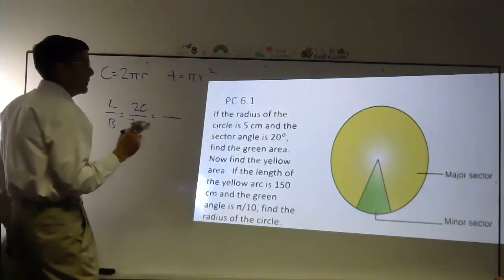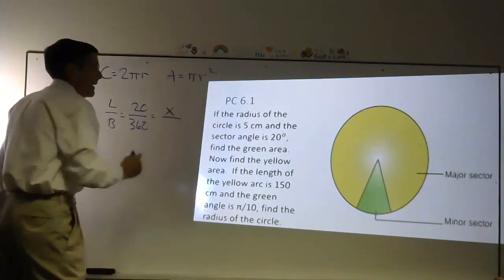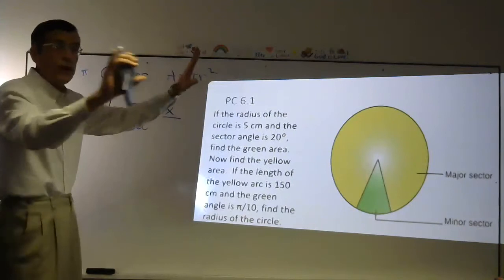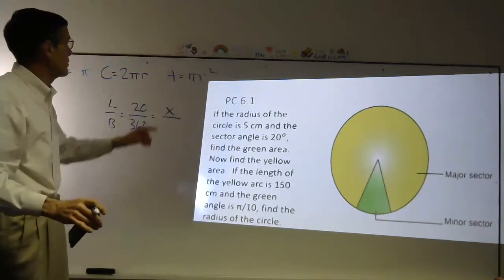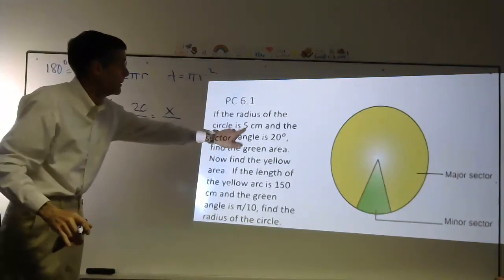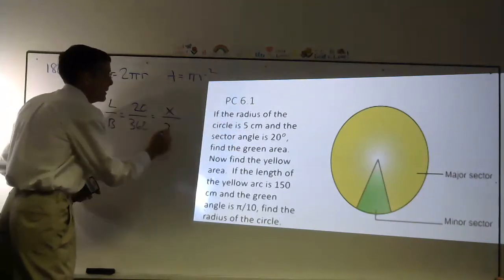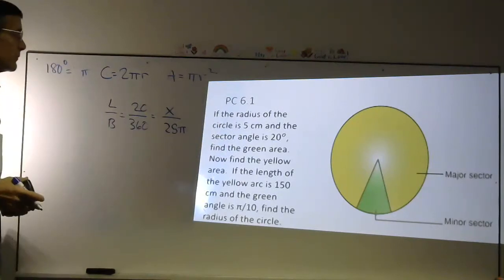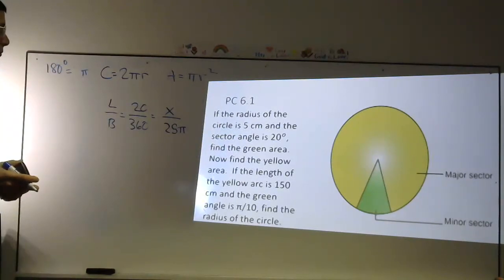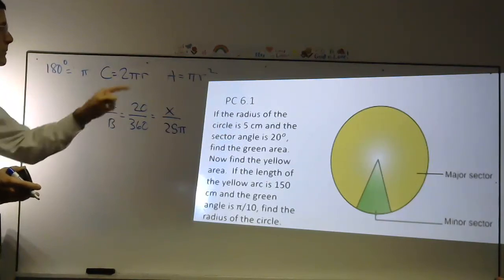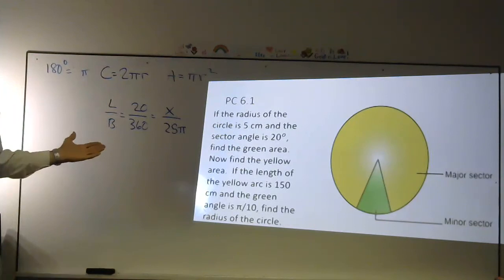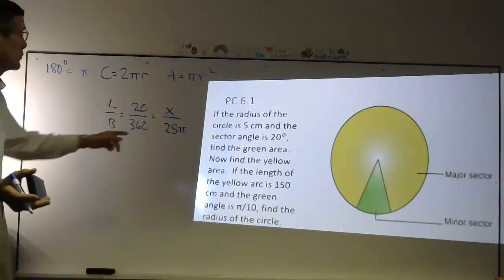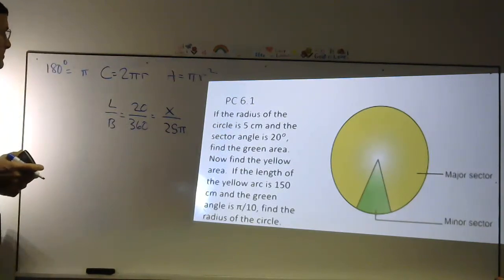Okay, I don't know what that is. That's x. How about the area of the whole thing? The area of the whole circle. Isn't the area of the whole circle pi r squared? Pi r squared, 25 pi. Yeah? Cross multiply, solve for x. You will find the little green area. Okay? Once you know the little green area, how would you find the yellow area? Subtract the little green area off the total, 25 pi, right?